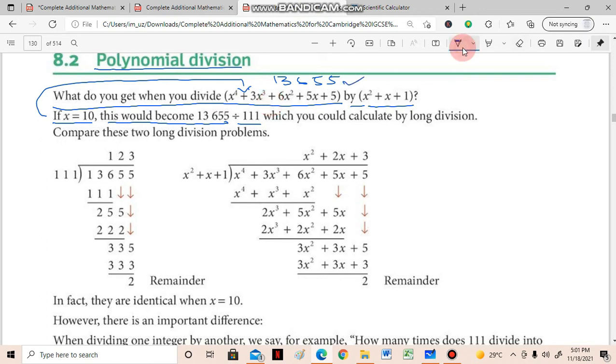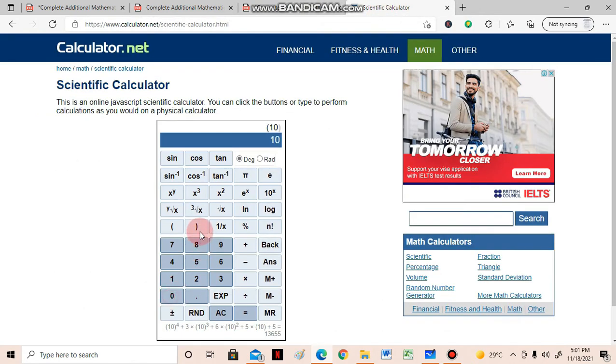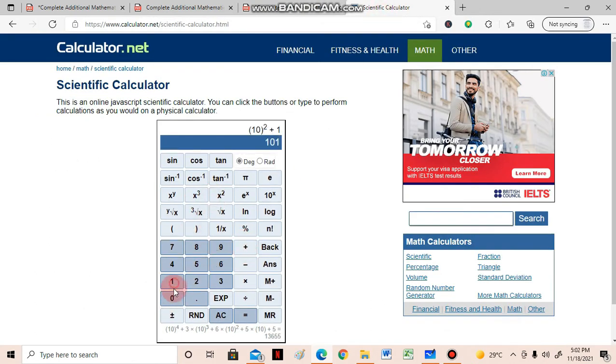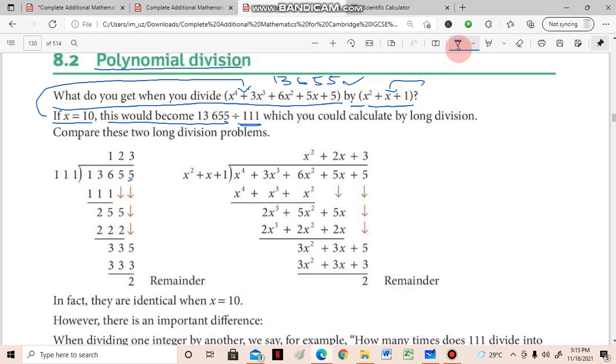Now they say that similarly, if x is equal to 10 is placed in this equation, then this will become 111, as stated over here. So let's check that out too. We have x squared plus x plus 1, that is 100 plus 10 plus 1, and as you can see, this is equal to 111. So now we know that this is also correct. Moving forward, if x is equal to 10, this will become 13655 divided by 111. We have checked this and we know that this is correct.